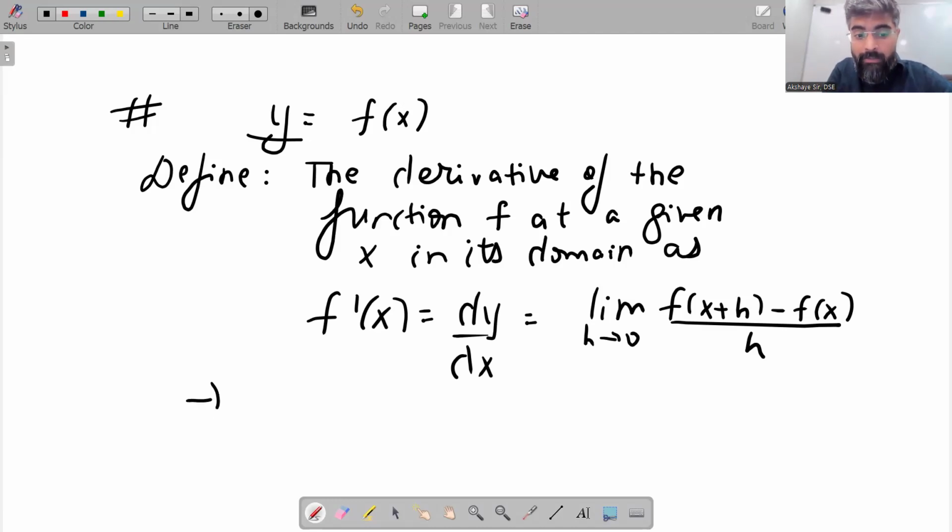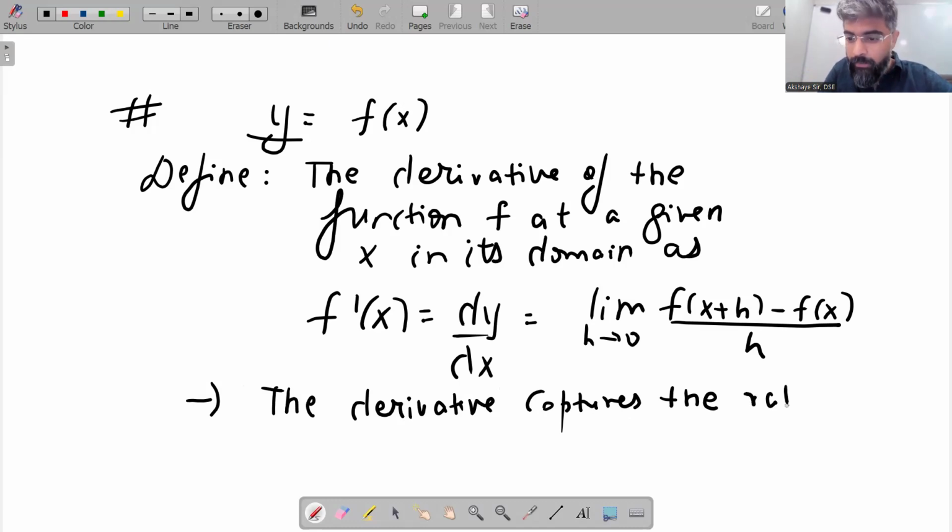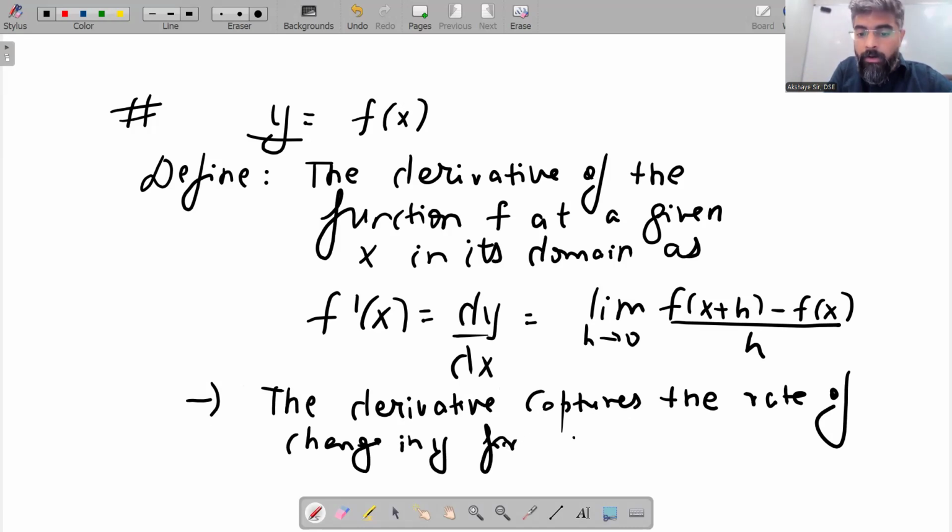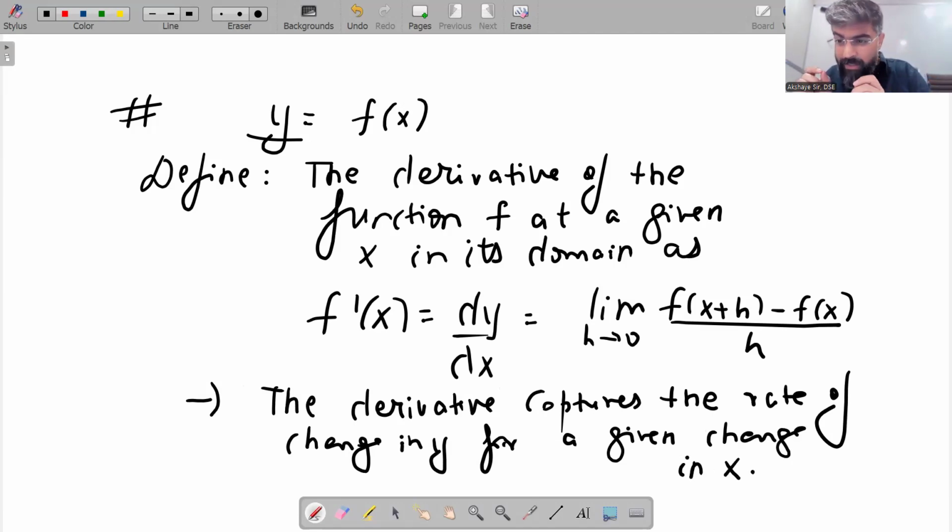So I can write that the derivative captures the rate of change in y for a given change in x. And this change in x is very tiny. And how do I measure that? That is as h tends to 0.